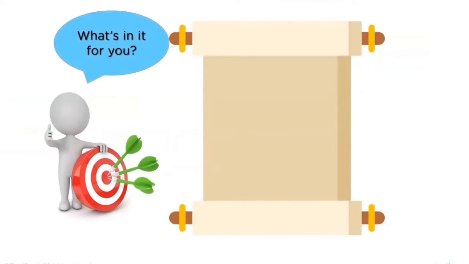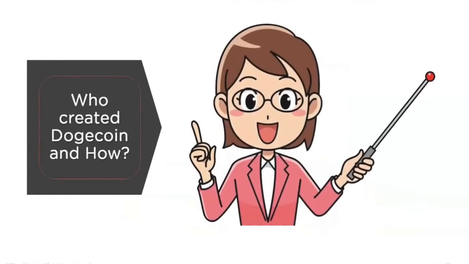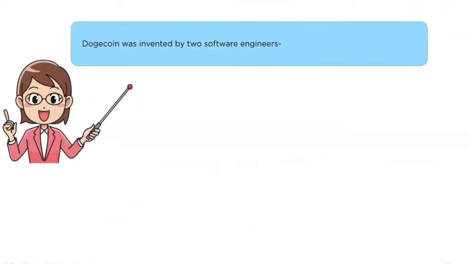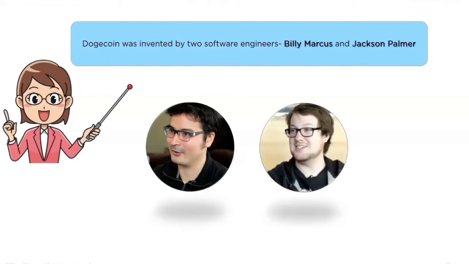In this video, we will come across the following topics. First, we will see the origin of Dogecoin, and then we will understand what is Dogecoin, how does it exactly work, and then we will see what led to the growth of Dogecoin. What are the areas of uses of Dogecoin? Then we will figure out what is the current value of Dogecoin today. And lastly, how can we buy it? Let's start with the origin of Dogecoin. Dogecoin was invented by two software engineers, IBM engineer Billy Marcus and Adobe engineer Jackson Palmer.